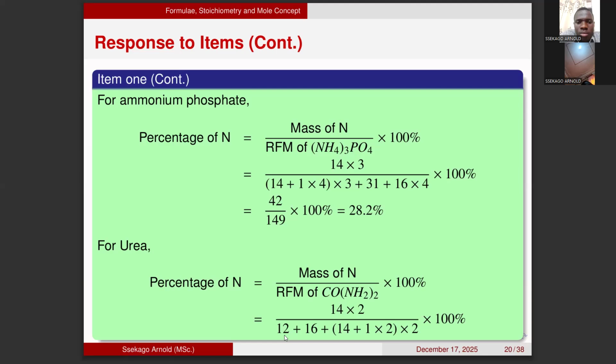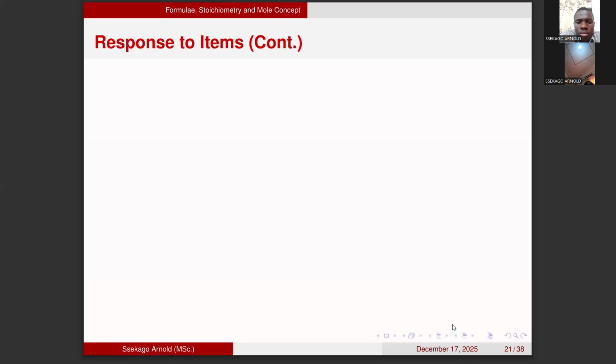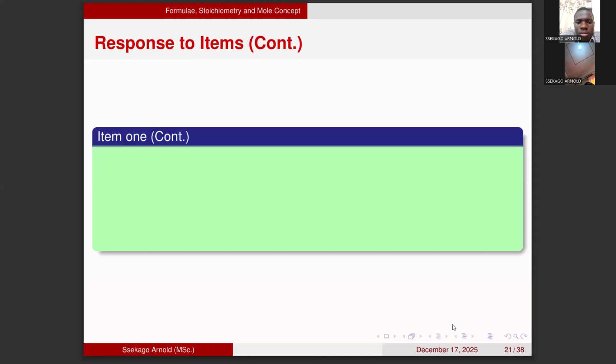Then the denominator: carbon, each carbon is 12. Then capital O is 16. Then plus, open brackets, we have N, 14. Capital H, there are 2, but each is 1, so 1 times 2, close brackets. Then multiply with the 2, which is here. Then times 100%. Computing the numerator, 14 times 2, that is 28. The denominator is 60, times 100%. As a result, we obtain 46.7% as the percentage of nitrogen.